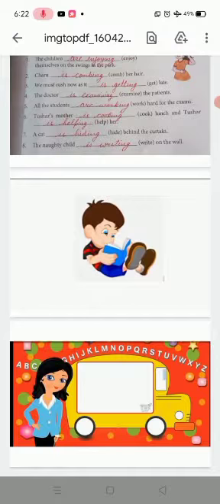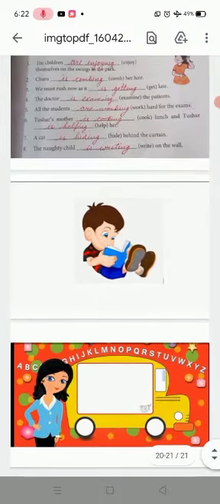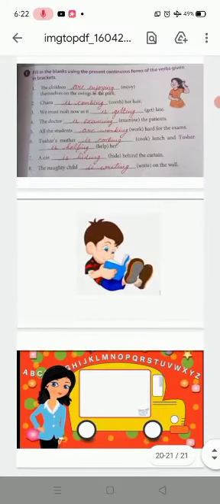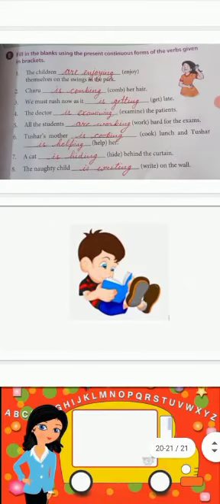Fifth sentence, all the students dash hard for the exams. Students is a plural subject, so here we use are working. Tushar's mother dash lunch and Tushar dash her. Tushar's mother is cooking and Tushar is helping her. Because Tushar's mother is a singular subject, so here we use is cooking.